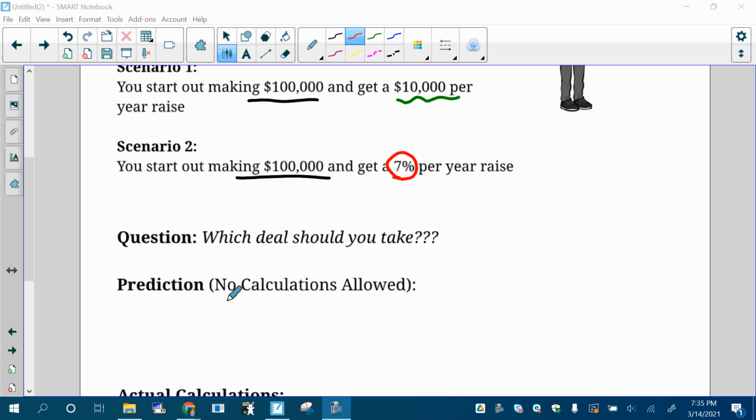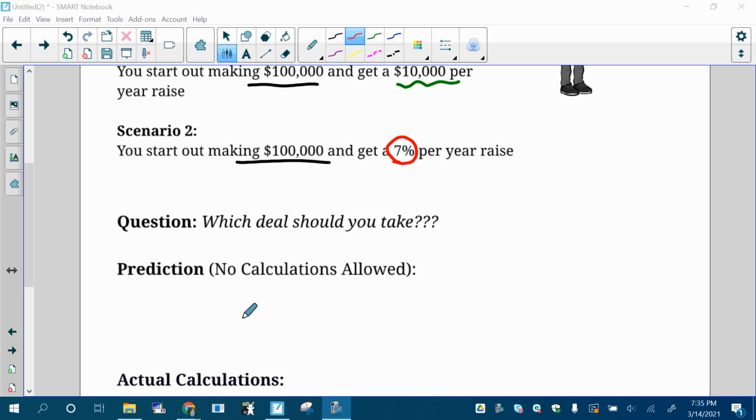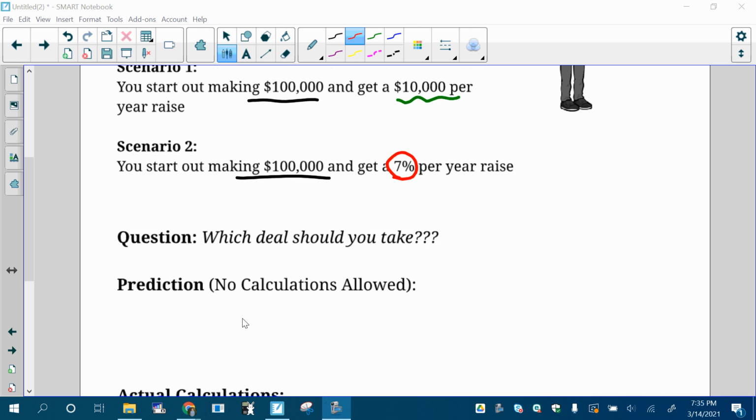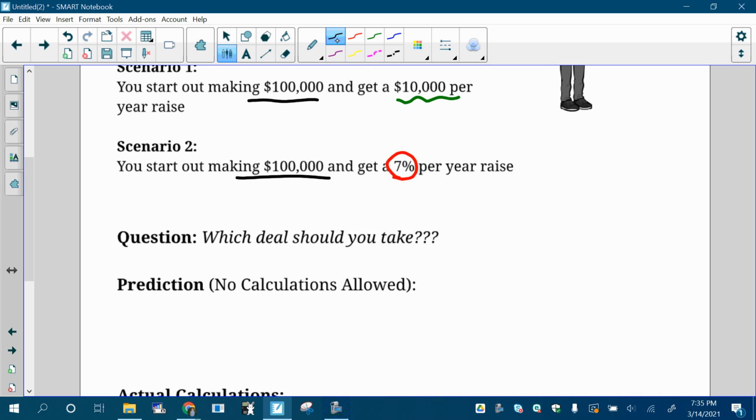Okay, so maybe you had a strong opinion about this. You were like, one of these is definitely better, maybe not. Some of the ideas I've heard people say before in the past are, well, scenario 1's better. Because after the first year, in scenario 1, you're going to make $110,000.